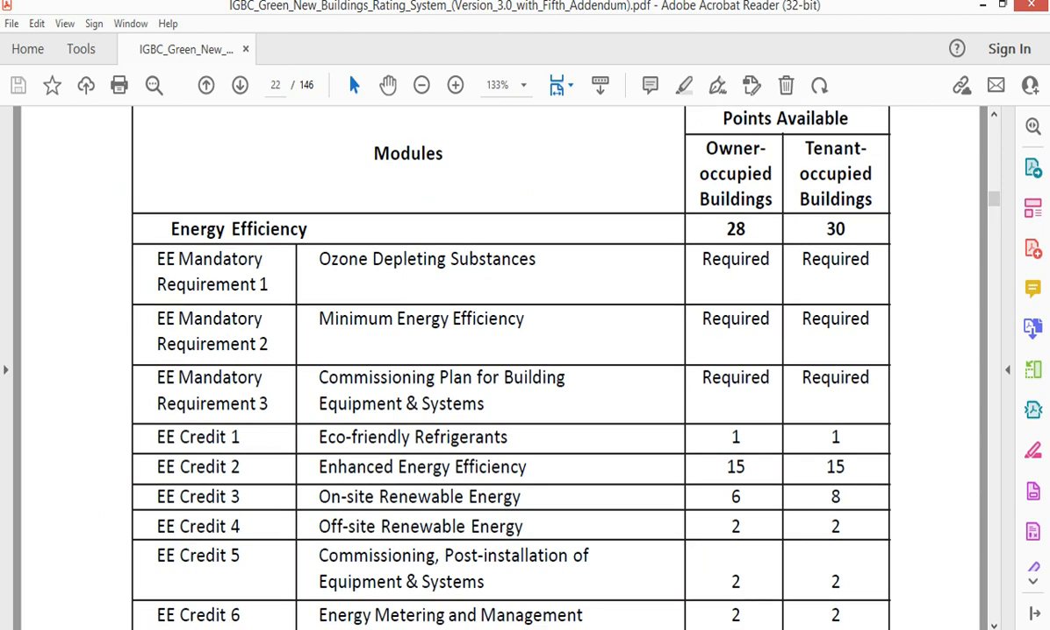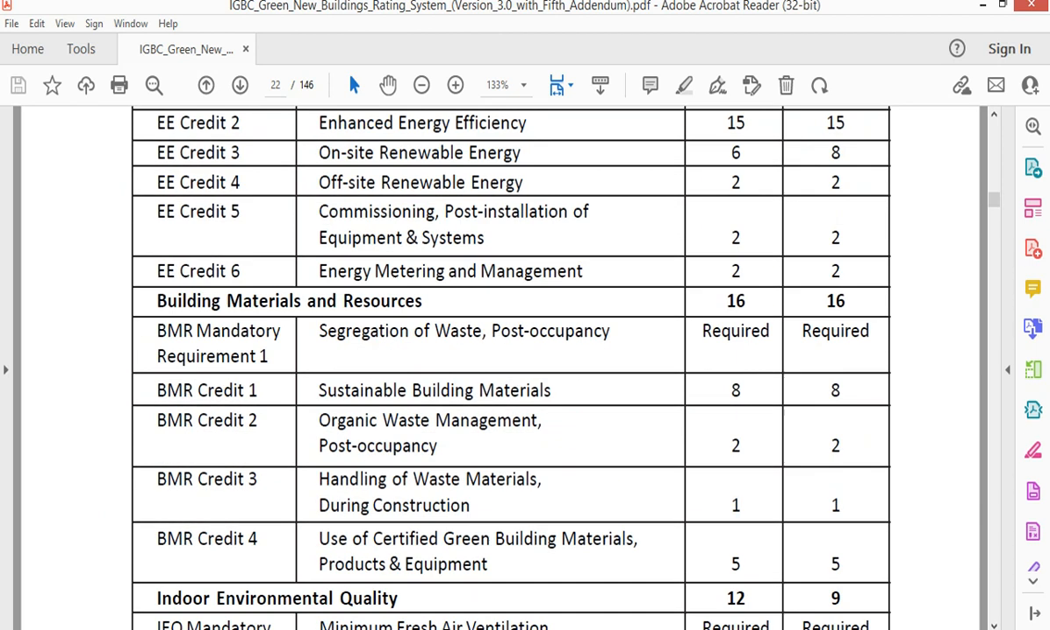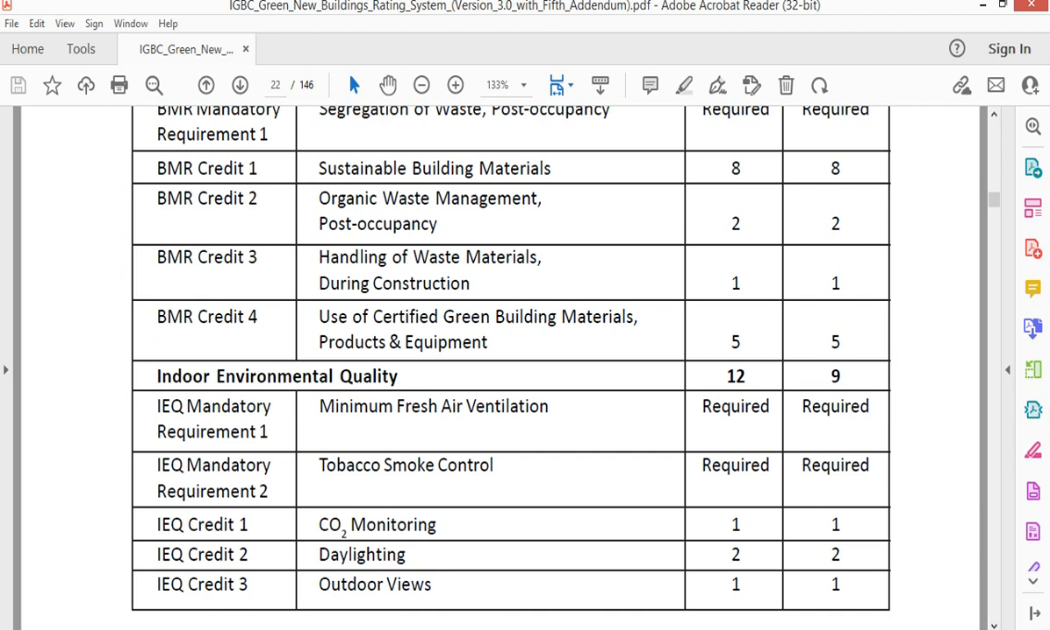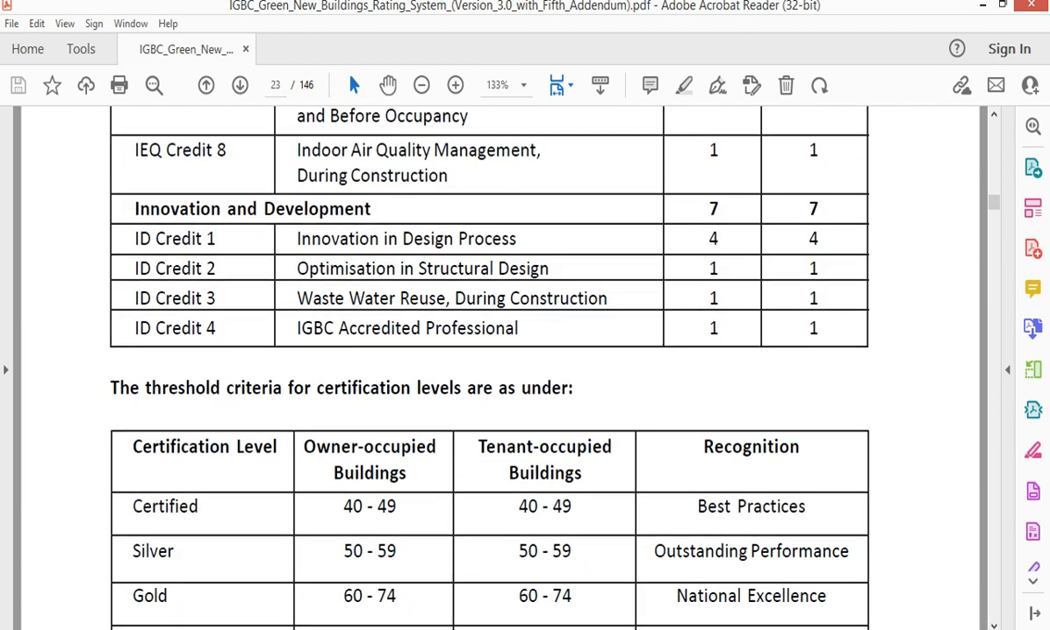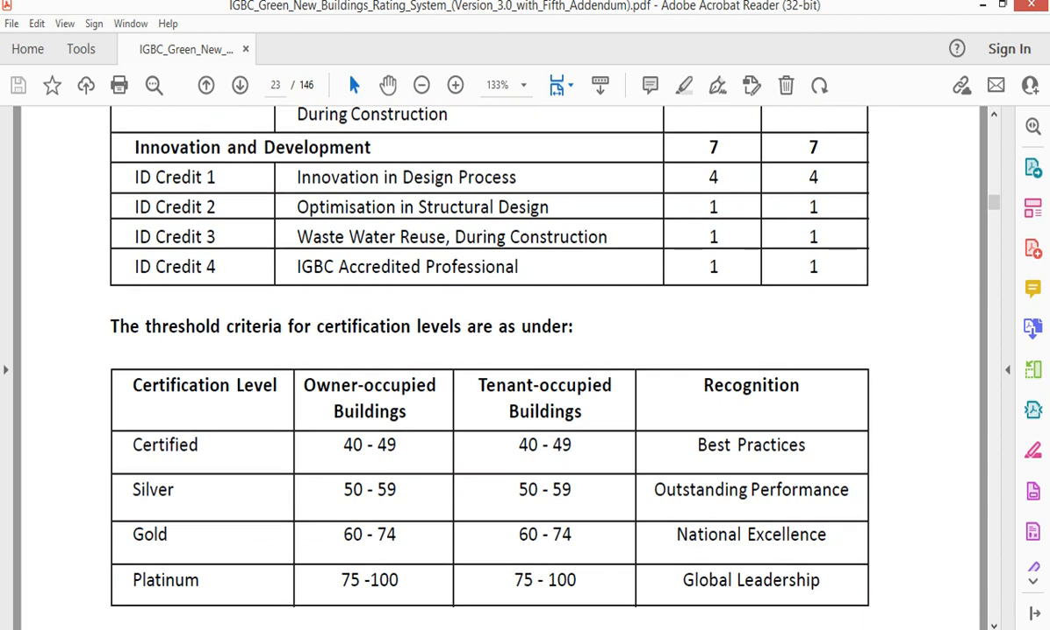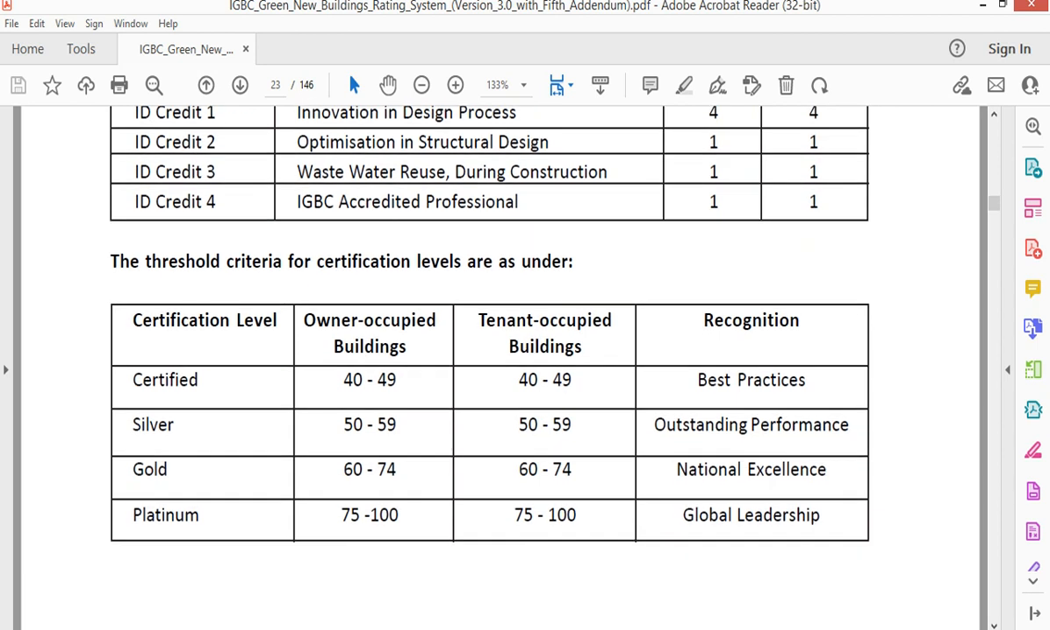Then come the remaining modules, which are about energy efficiency, the building materials and resources, the indoor environmental quality, innovation and development, and then the threshold criteria, which I had already explained. So that's all for now.